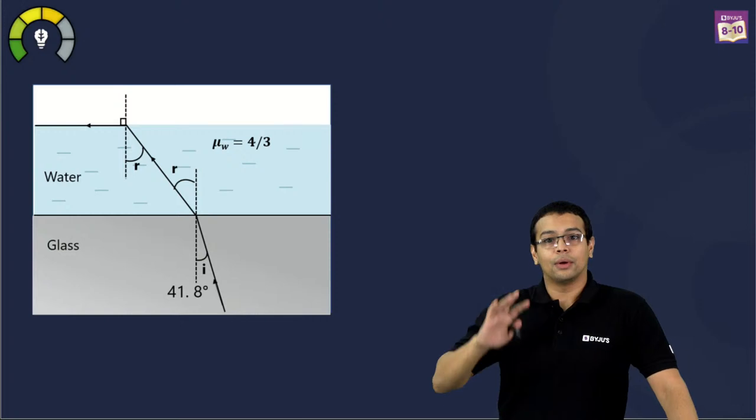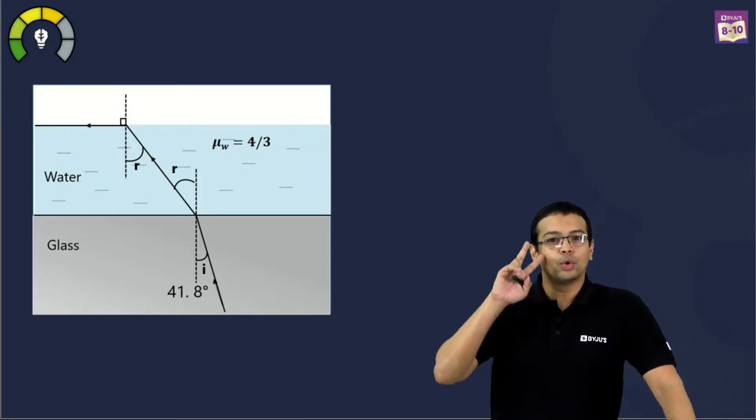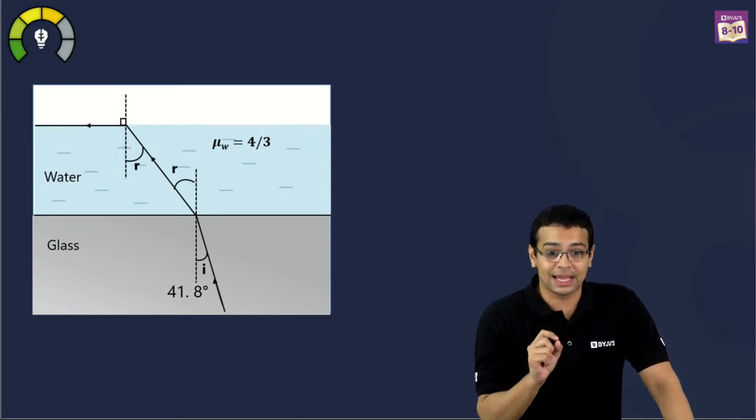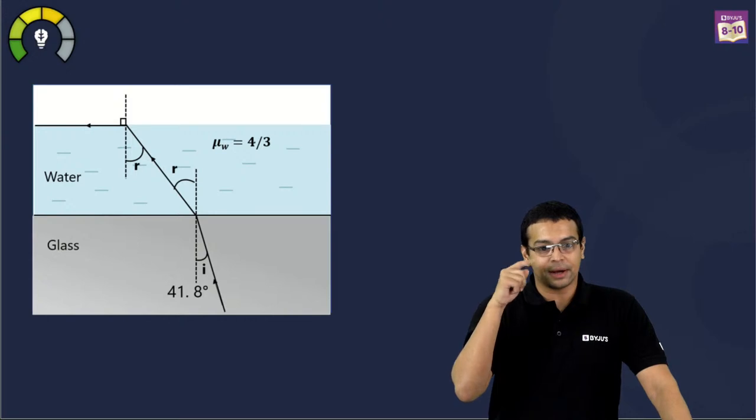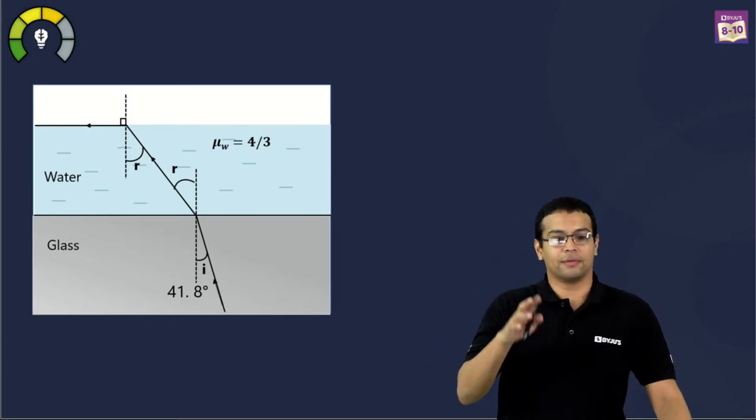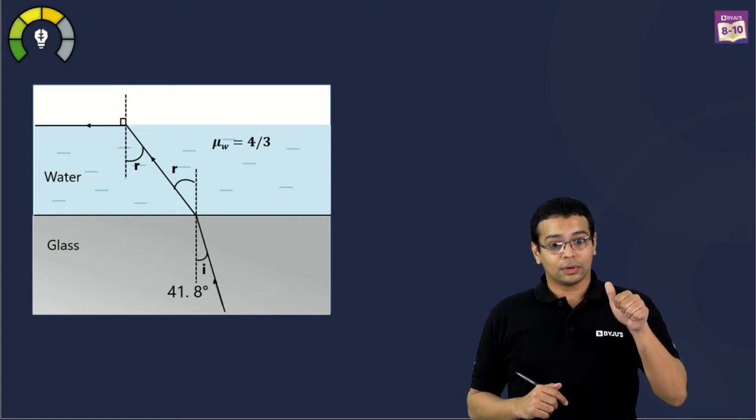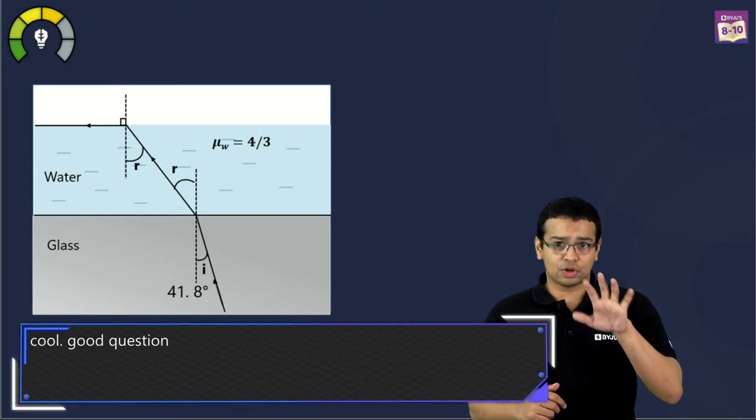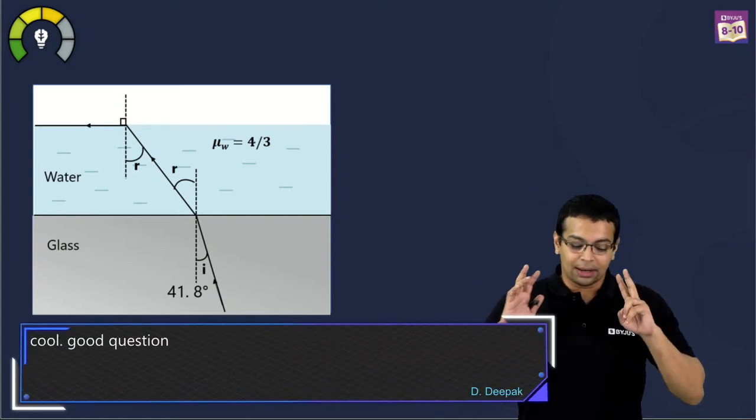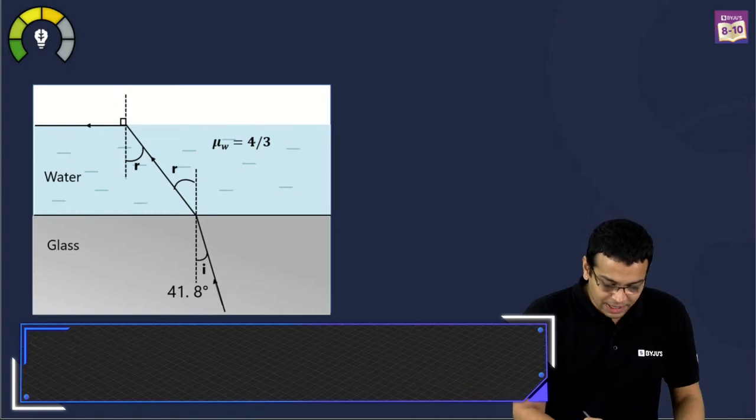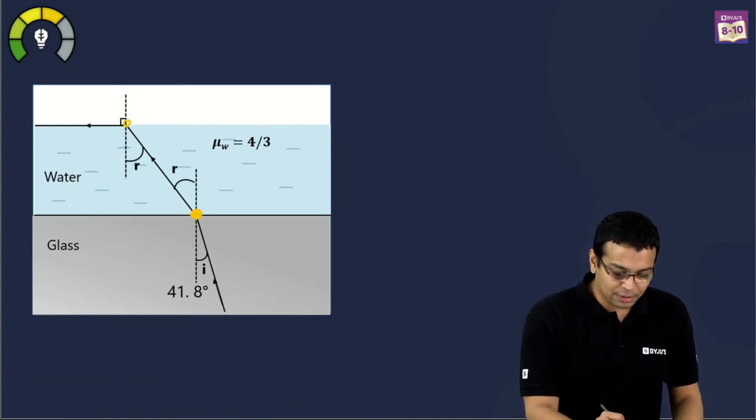Anyway, look at what's happening here. Very simple. There are two interfaces at which interaction of light is happening, right? Sine I by sine R is equal to mu 2 by mu 1. Of course, I know you can't type mu. No worries. It's really easy, okay? Think about this. Light is interacting at two points. First interaction happens here. Second interaction happens here.